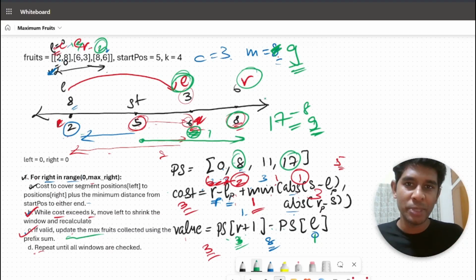And have all my windows been checked here? Obviously yes, because I cannot push the right anymore to the right. So this is how the final solution of my problem is obtained, which is 9.